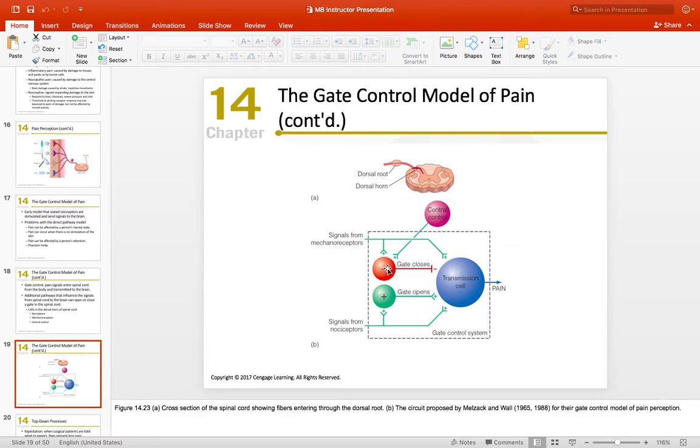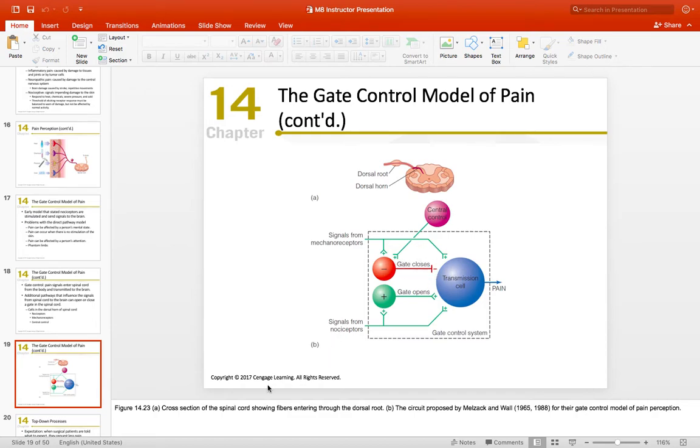Here we have the gate closing signals, and this could be from the mechanoreceptors. All right, so let's say you've hurt your back, and you're getting a nice massage. The massage is going to stimulate the mechanoreceptors. And when those mechanoreceptors are activated, you're going to tend to close the gate.